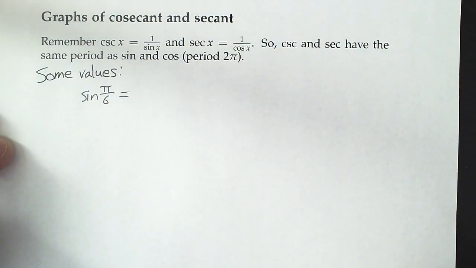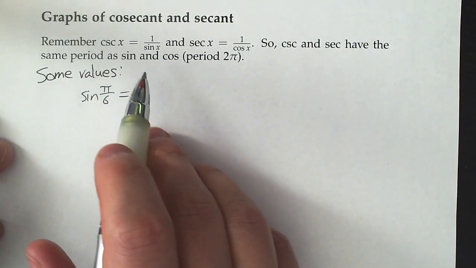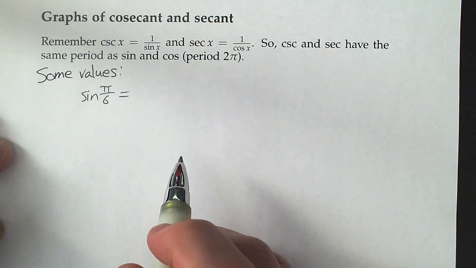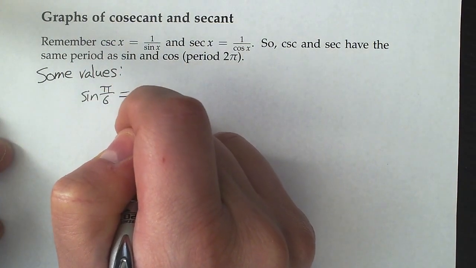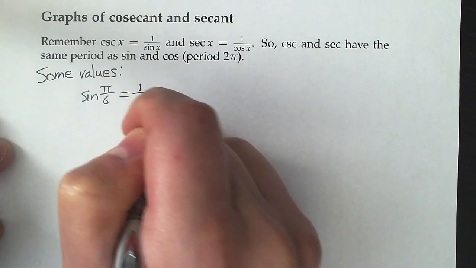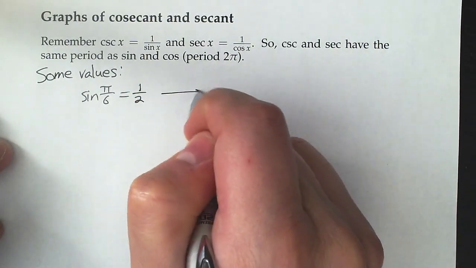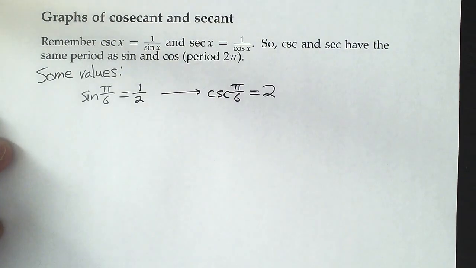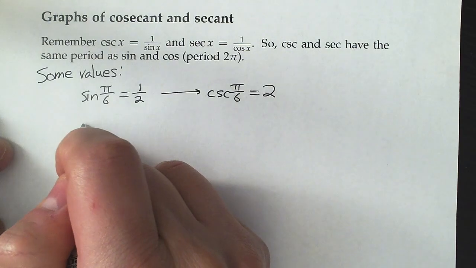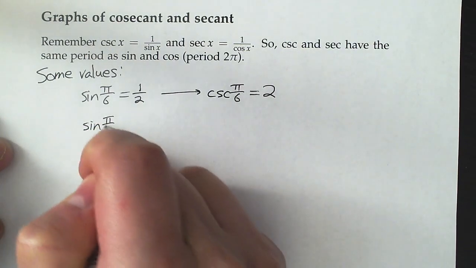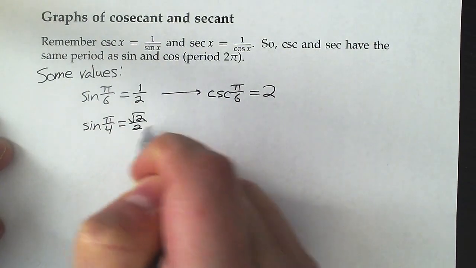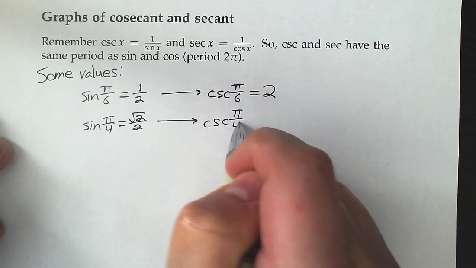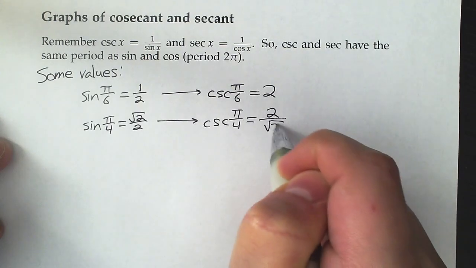By the way, if I find some values, I could set this up as a table. What I really want to show you is how you can use what you know about sine to help you figure out cosecant. So for example, sine of pi over 6, we said is 1/2. That's one of those common values we know. That means cosecant of pi over 6 is 2, because it's the reciprocal. We know sine of pi over 4 is the square root of 2 over 2. So cosecant of pi over 4 is the flipped version of that.